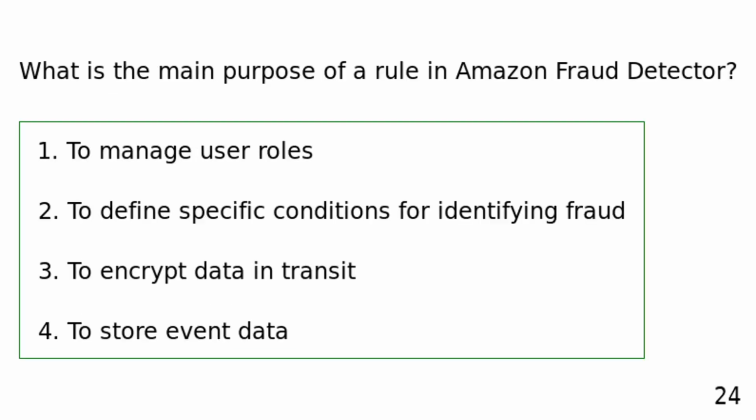What is the main purpose of a rule in Amazon Fraud Detector? To manage user roles. To define specific conditions for identifying fraud. To encrypt data in transit. To store event data.